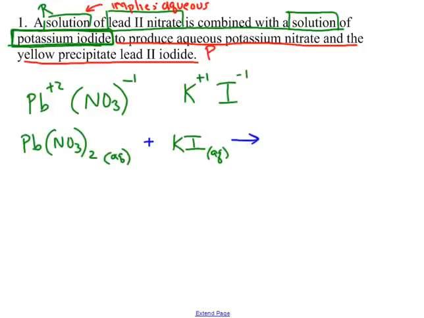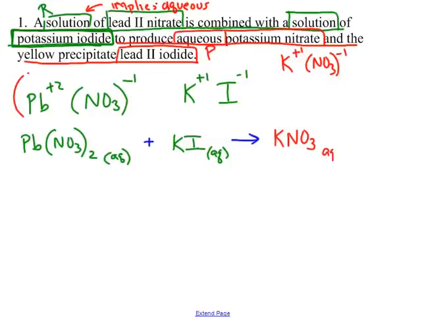So let's take a look at our products. There are two products here, potassium nitrate and lead-2 iodide. So let's start with that potassium nitrate, and I'm just using this top half area up here to do my little scratch work with my ions. So potassium nitrate, potassium is K with a +1, nitrate is NO3 with a -1. So +1, -1, pretty straightforward. This formula is KNO3. Now, if we go back and take a look at the state of matter, it is aqueous. So that means I'm going to put a little aq there.